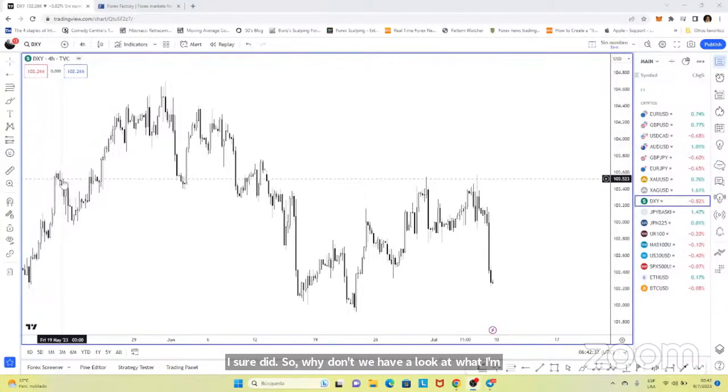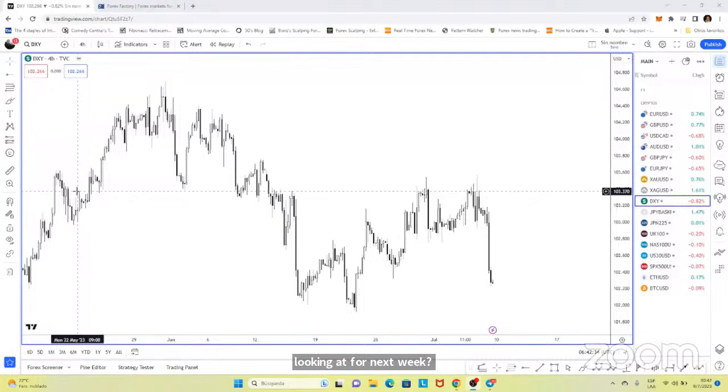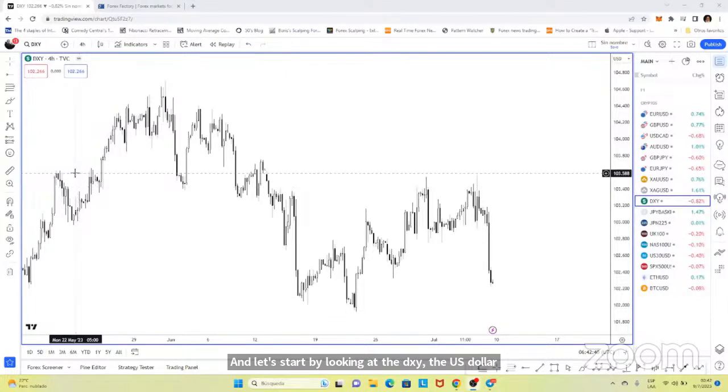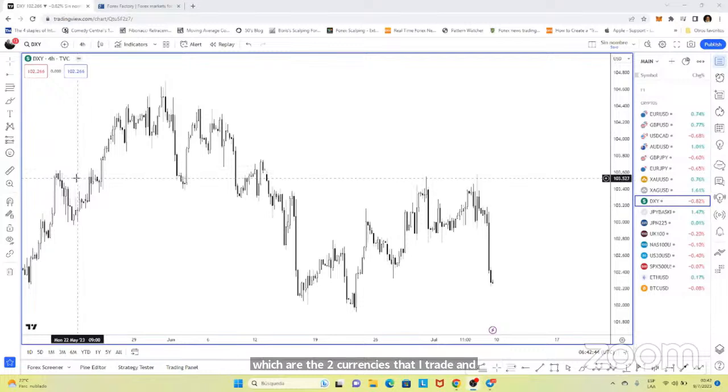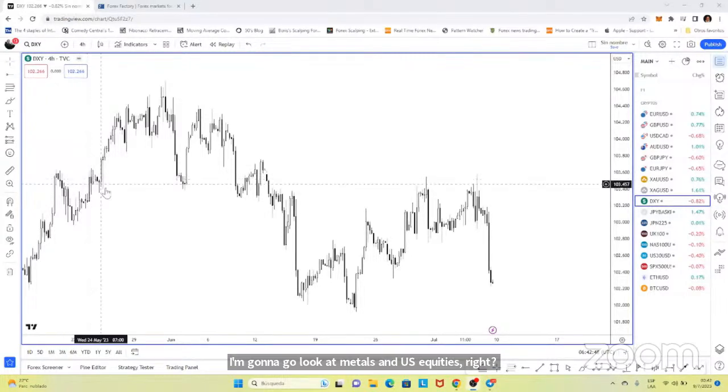And let's start by looking at the DXY, the US dollar currency index. I'm going to look at the Japanese yen, which are the two currencies that I trade. I'm going to look at metals and US equities, right? Let's start with the DXY.